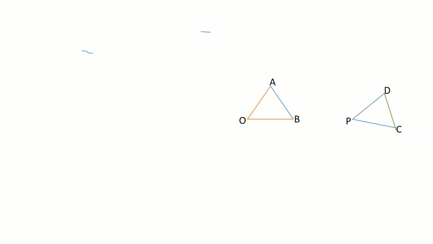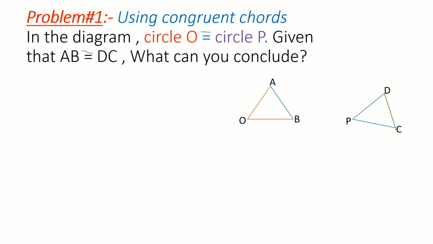Let's see some examples. Problem number 1, using chords. In the diagram, circle O is congruent to circle P, given that AB is congruent to DC. Then what can you conclude about these graphs? Here are the circles. We have 2 circles.